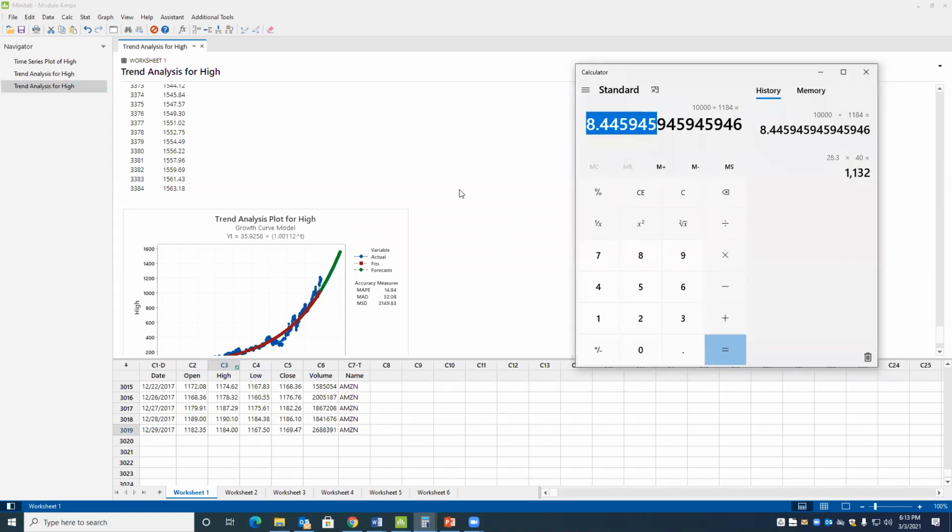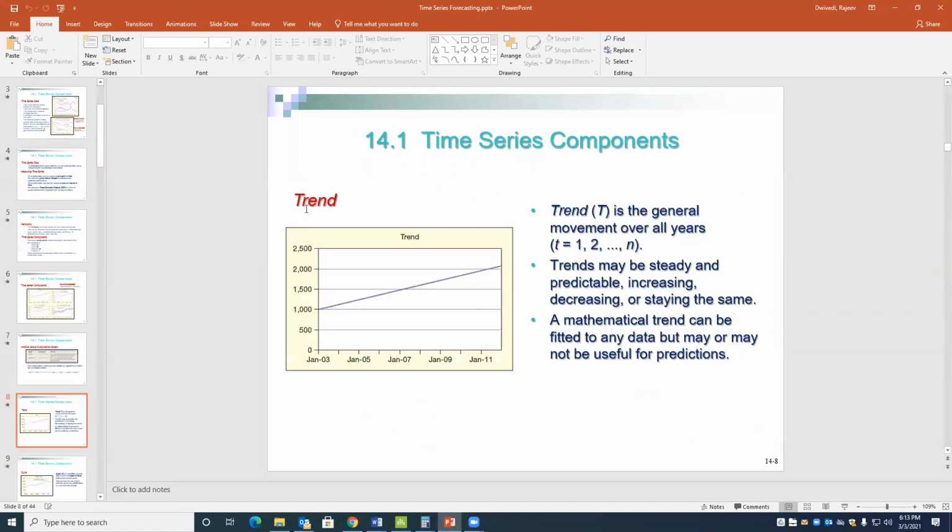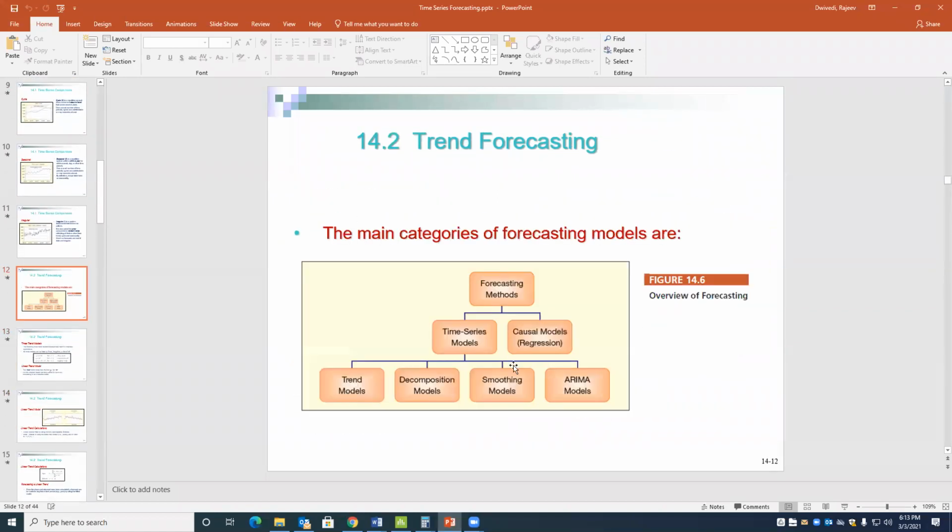Now look into another perspective of this. All these things you can understand. Forecasting methods: one is time series, and the other is cause and effect, which is regression. We already studied the regression model in the last module. Here we have trend models, decomposition models, smoothing models, ARIMA models. Basically these are smoothing, moving average. All this is very simple and you don't need to worry, because mostly trend is the applicable thing.